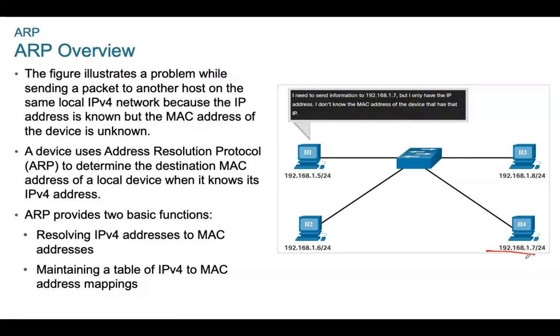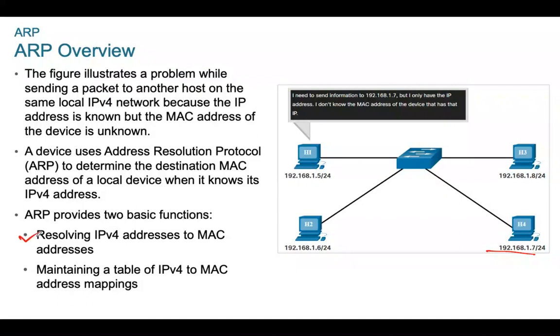To send a packet to another host on the same network with a local IP address, your host must know the IP address and the MAC address of the destination device. The destination IPv4 addresses are either known or resolved from device names. So the MAC addresses must be discovered first. A device uses the Address Resolution Protocol to determine the MAC address of a local device when it knows its IPv4 address.